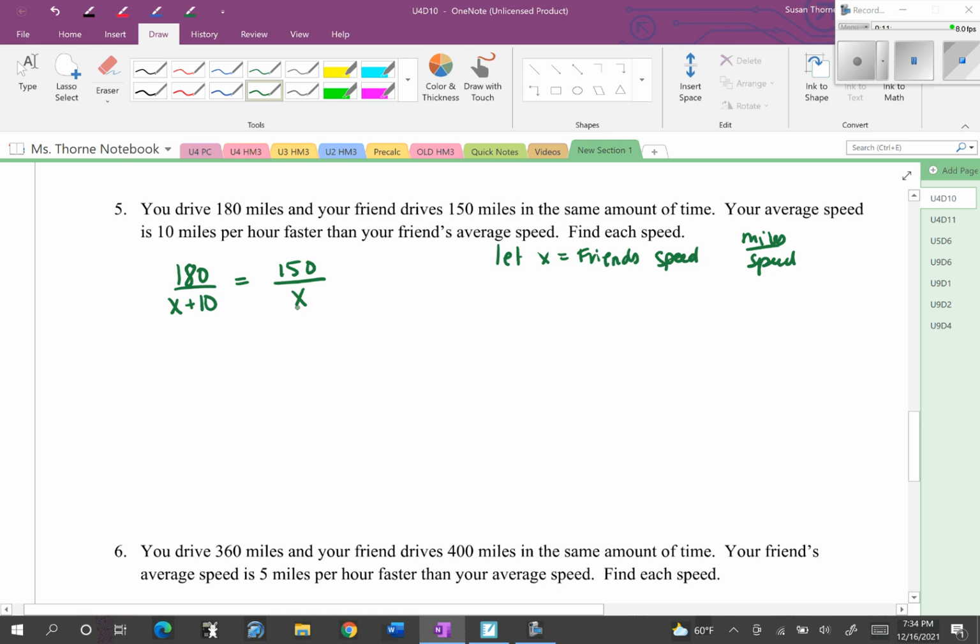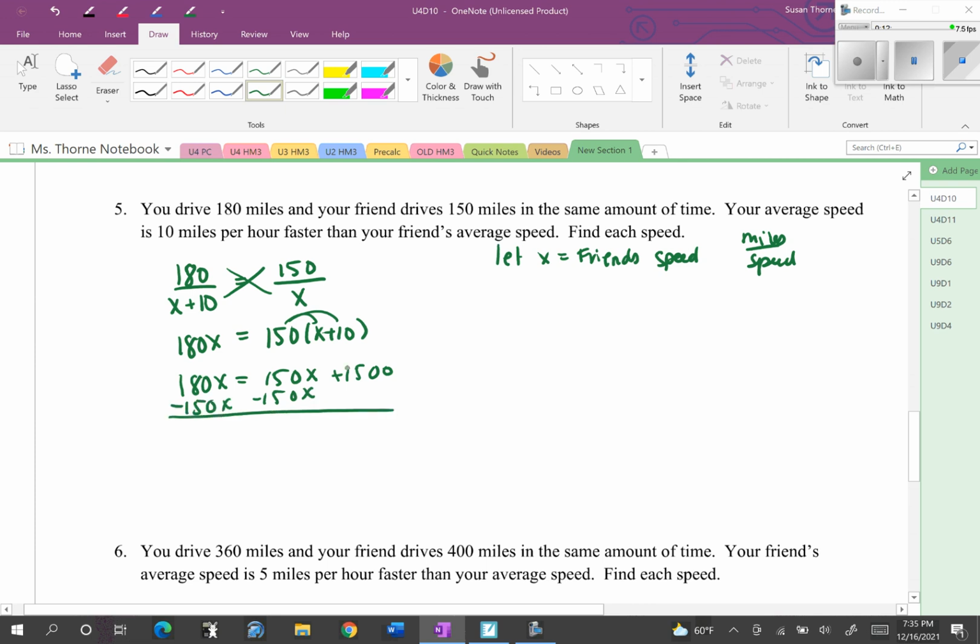So for this, now we have one proportion, or excuse me, one fraction equals one fraction, so we can cross multiply. So we have 180x equals 150 times x plus 10. So then we're going to distribute here. So we get 180x equals 150x plus 1500. We need to do the x's, so subtract 150x, and that gives us 30x equals 1500, divided by 30, and x is equal to 50.